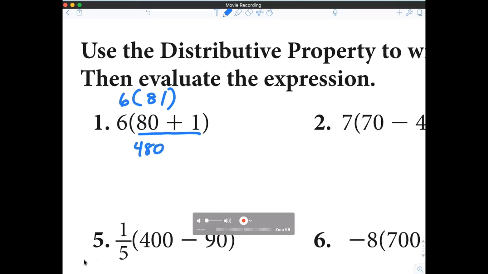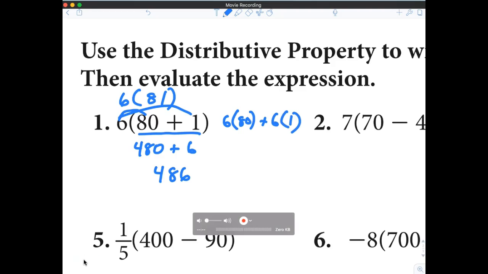Very good. 480. All right? And then, what's 6 times 1? 6. So my answer is what? 486. All right? Is everybody with me on this? Yes. All right? 486. So the distributive property basically means you take what's on the outside of the parentheses and you say that would be 6 times 80, and then you add 6 times 1. That's essentially what we're doing.